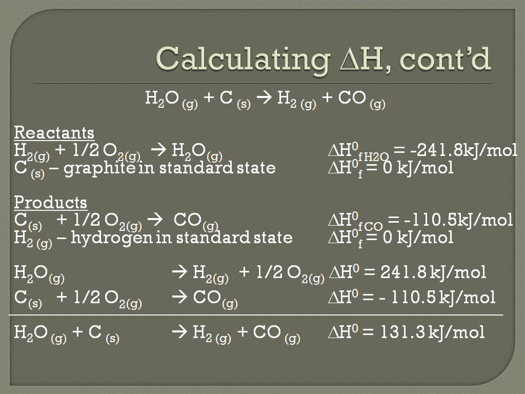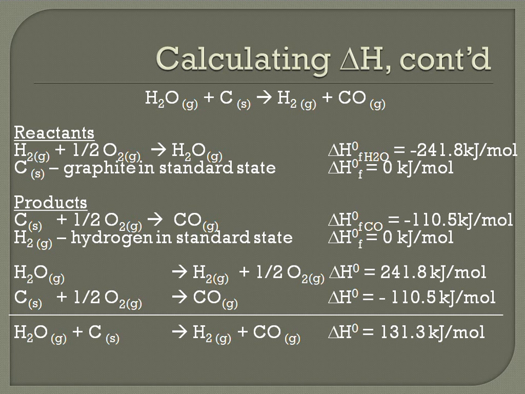I had to flip my first equation in order to get water on the reactant side. So you'll notice that I also flipped the enthalpy sign. Negative 241.8 became positive 241.8. And now what I can do is go through, cancel out my oxygens, and end up with my target equation. Once I do that, I now have my delta H of 131.3 kilojoules per mole.